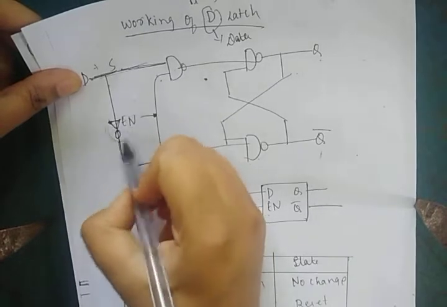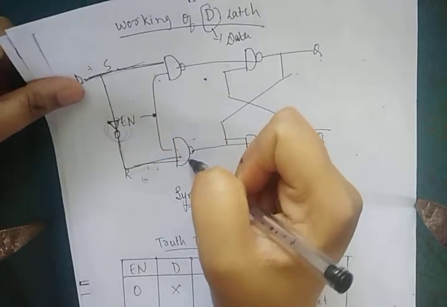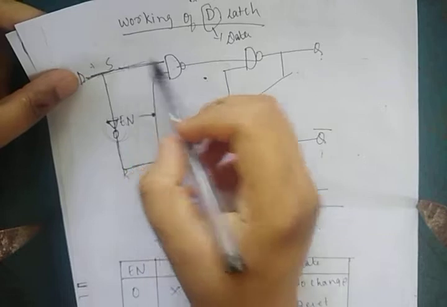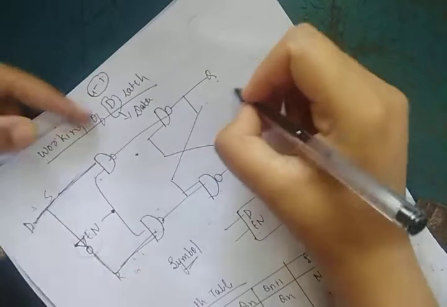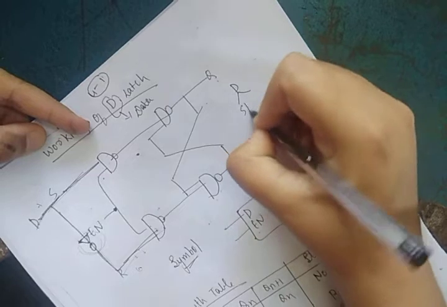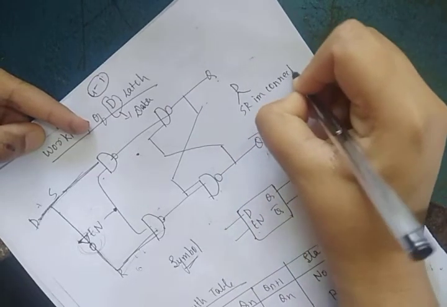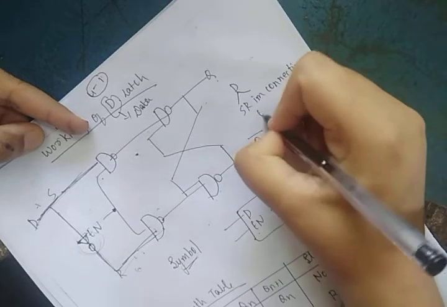As you can see, D is only one input. No doubt I don't have 2 Ds, but positive is going one way and negative is going the other way. That's it. The D flip-flop is nothing but the SR flip-flop where I am connecting 0 or 1.